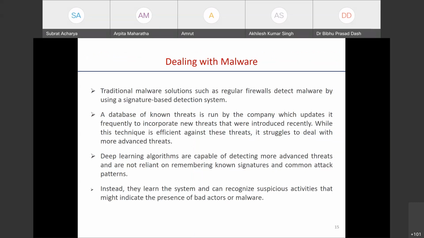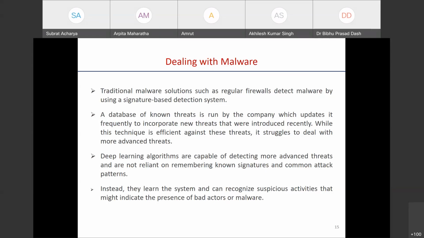Then coming to malware: traditional malware solutions like regular firewalls detect it by signature-based mechanisms. That means we have a set of signatures, or the internal OS for those devices. Firewalls come from different OEMs, and each OEM builds its own signature models, like antivirus. Traditional firewalls are used to protect from these malwares.